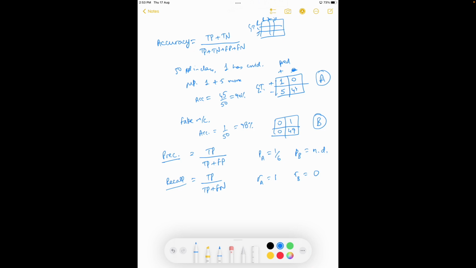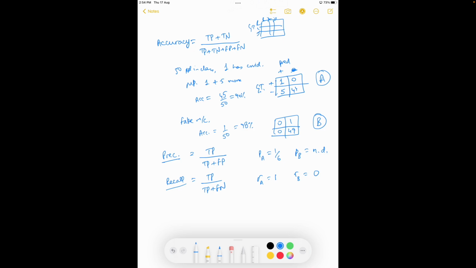Now very clearly you can see which model is better. Model A is better. Even if out of 6 times it says COVID is true, only 1 time it is correct, it is able to capture all the people who have COVID. So this is a better model. That's the utility of precision and recall.